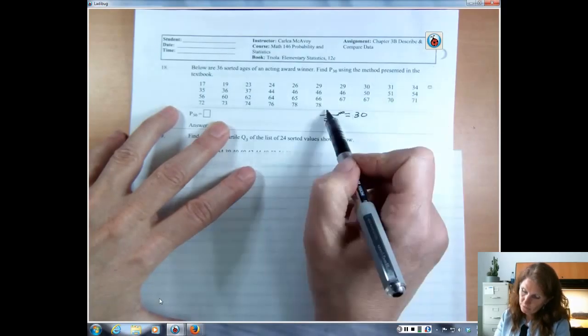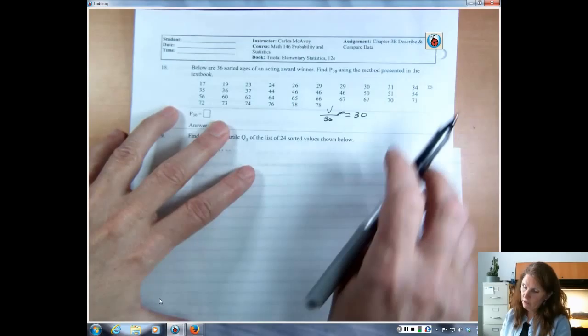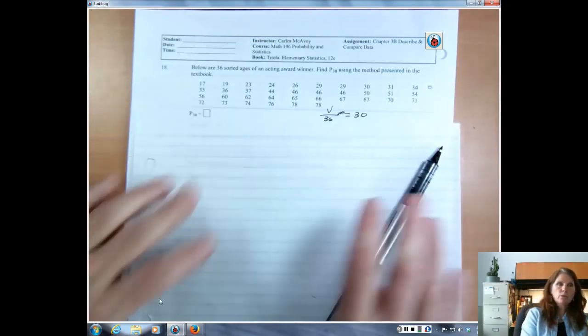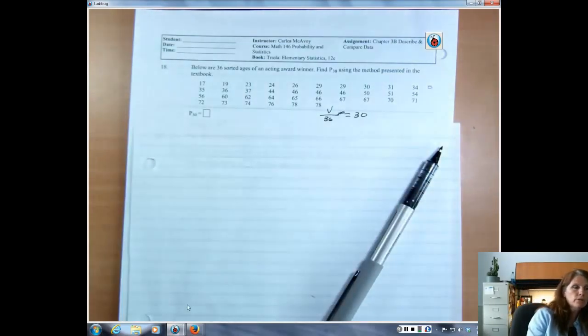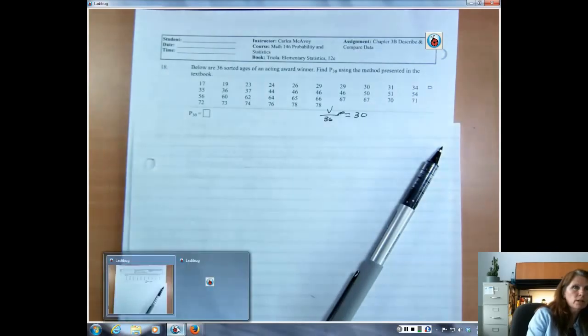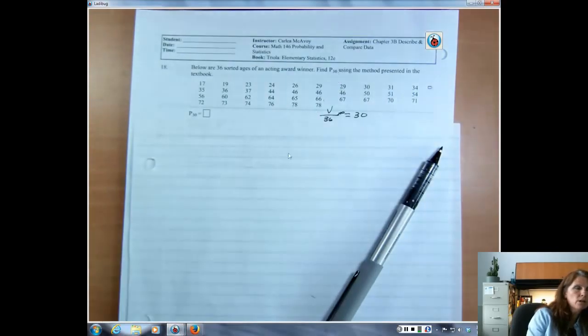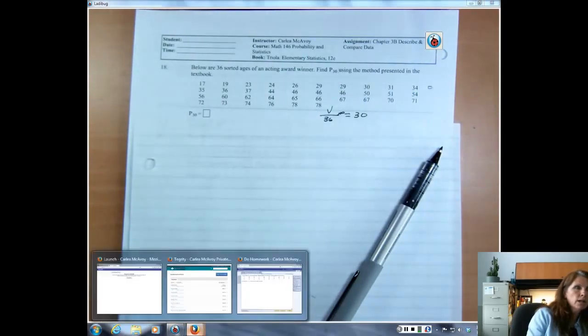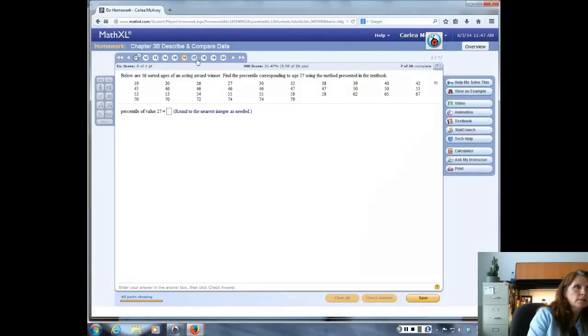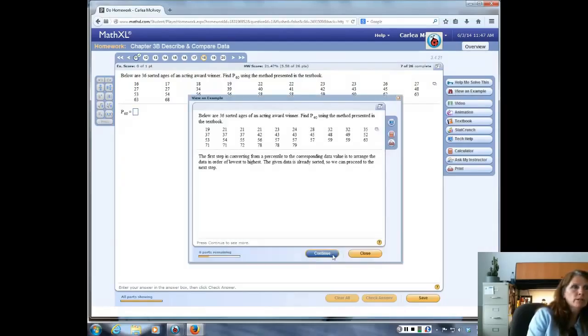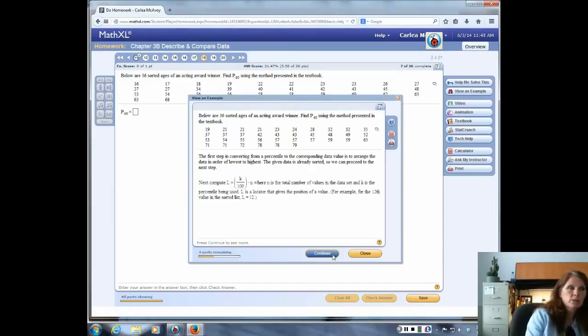So let's take a look at how the book did it. We know now what the answer of 30 percentile is, because that's the number that they give us down here. But let's see what the book shows us as the method of choice. This one they're asking for the 60th percentile. And so the first step is to arrange the data from lowest to highest. And this one's already sorted, so that's good.